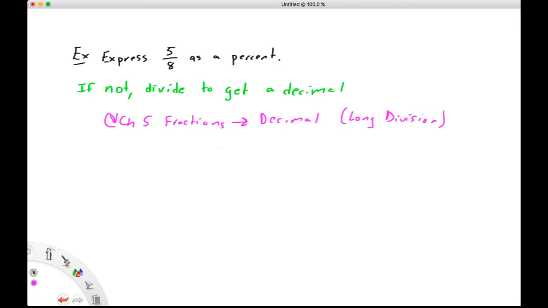Here we're dividing 8 into 5. And so we've got to use long division. 8 does not go into 5, so we put our decimal place and add another digit. 8 does go into 50 6 times. 6 times 8 gives us 48. We do our subtraction. 50 minus 48 is 2.